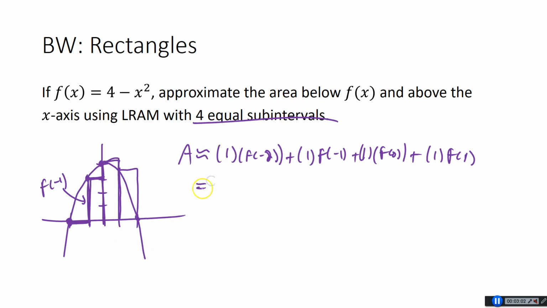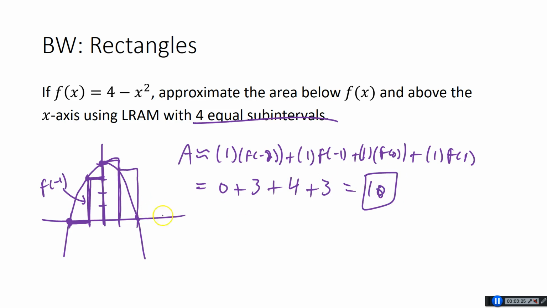Now I can use a straight equals sign, because I'm going to say what this approximation is equal to. That would be 1 times f of negative 2. If you plug negative 2 in here, you get 0. Then plus 1 times f of negative 1. F of negative 1 is 3. And then 1 times f of 0, which is 4. And then 1 times f of 1, which is 3. So 3 and 3 are 6, and 4 more makes 10.